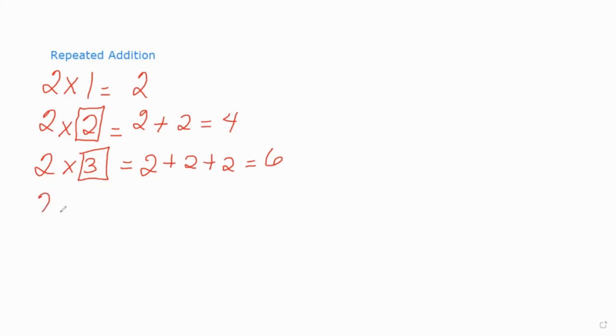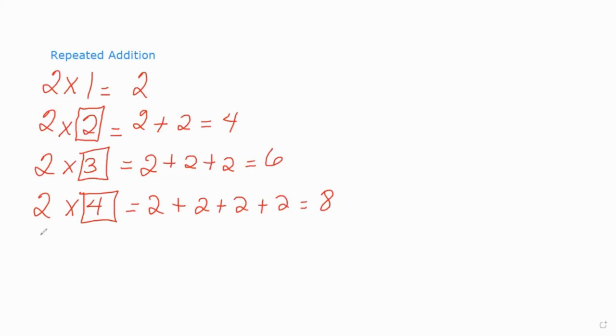Okay. So 2 times 4 means you're writing 2 how many times? You're writing 2 four times. 1, 2, 3, 4. Okay. 2 plus 2 is 4. Plus 2 more is 6. Plus 2 more is 8. So 2 times 4 is what? Right. 2 times 4 is 8.